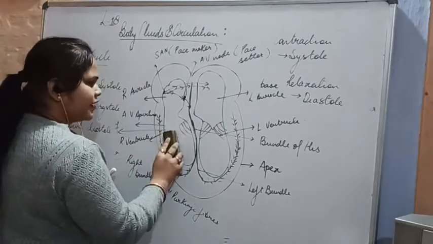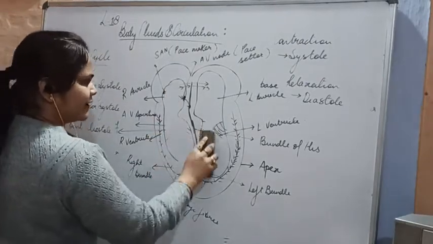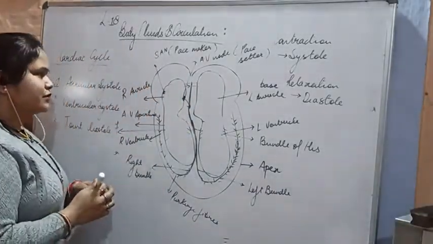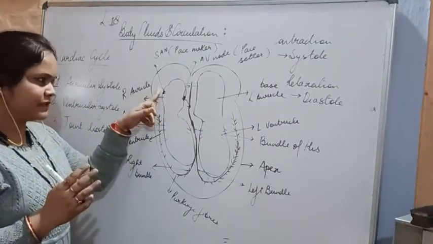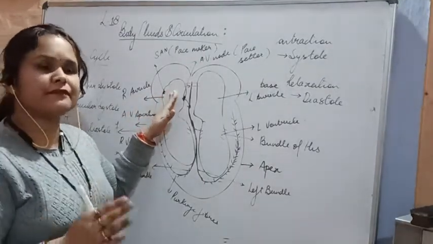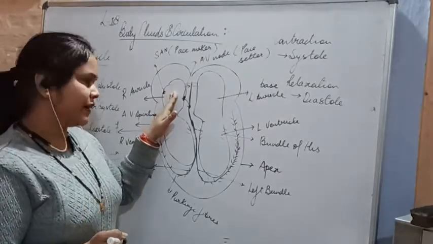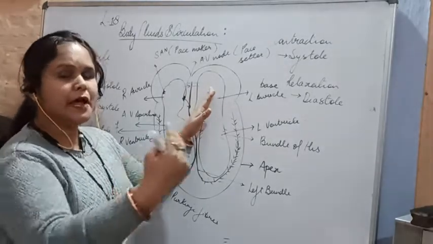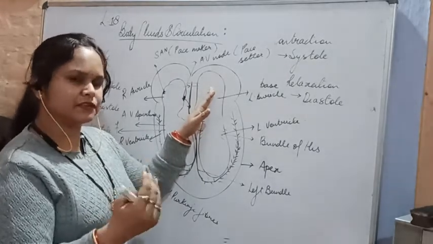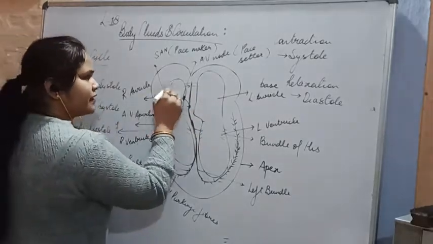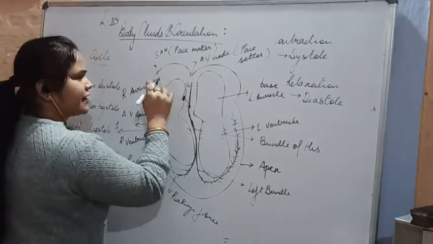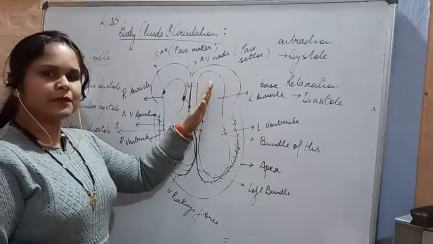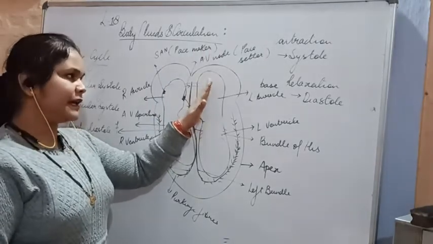A little bit of rubbing is required, to make it very clear how it is occurring. So now this SAN is going to generate an impulse. Already these auricles are filled with deoxygenated blood on this side, and this side is filled with oxygenated blood brought from the lungs. So the inferior and superior vena cava have transported the blood to the right auricle, and the pulmonary vein has transported the blood to the left auricle.